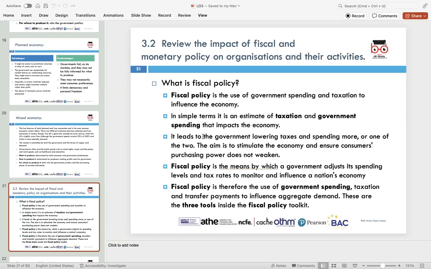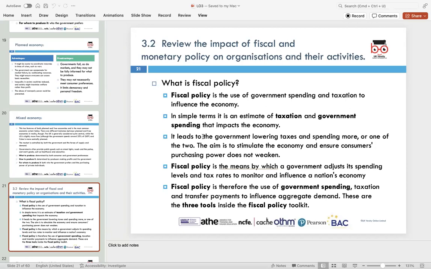The primary objectives are to invigorate the economy and guarantee that the buying power of consumers does not encounter any decline. The term fiscal policy refers to the processes by which government modifies its spending levels and tax rates in order to effectively monitor and exert control over the economy of a nation. So, the employment of government spending, taxation, and transfer payments as weapons to affect aggregate demand is what we mean when we talk about fiscal policy.